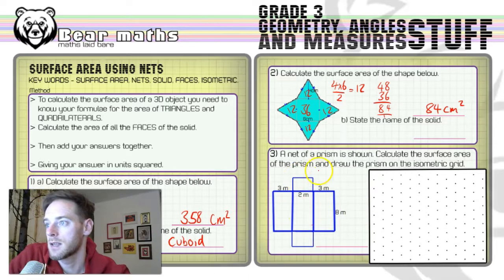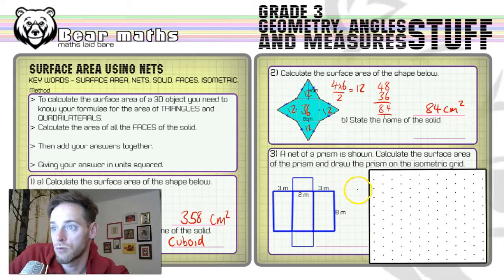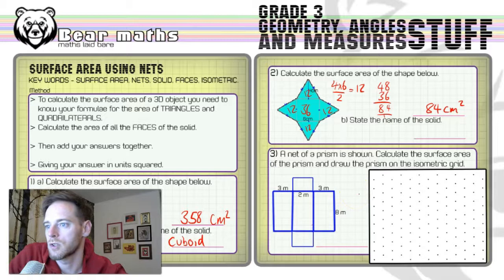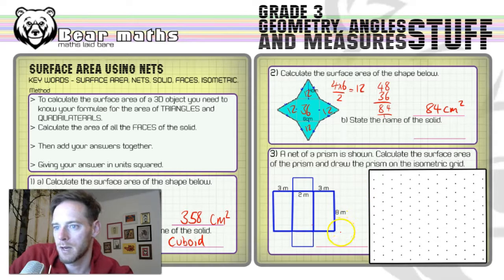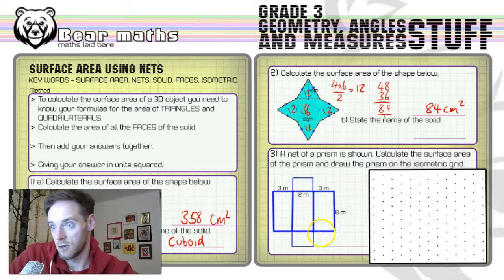And in the last one, we've got a net of a prism that's shown. Calculate the surface area of the prism and draw the prism on the isometric grid. Now, I haven't done any specific video on isometric drawings because I don't think it requires more than just me showing you how to do it in this one. It's not that tricky, but you just have to make sure you can fit it into the space that you've been given. So let's first of all work out what the surface area of the prism is.